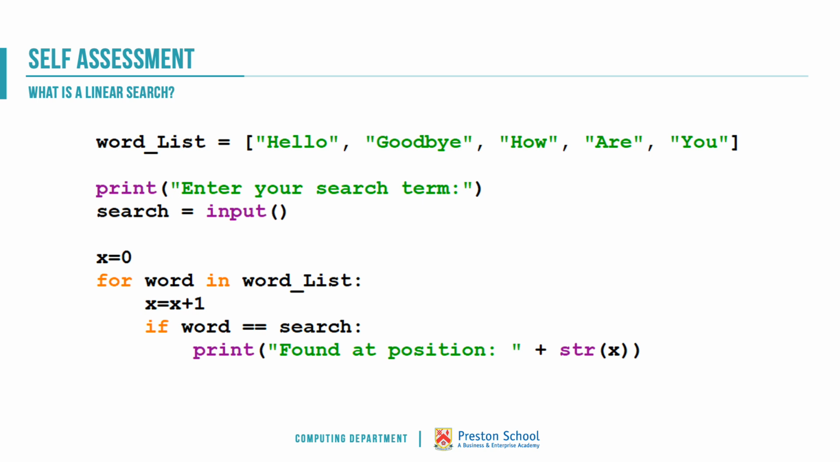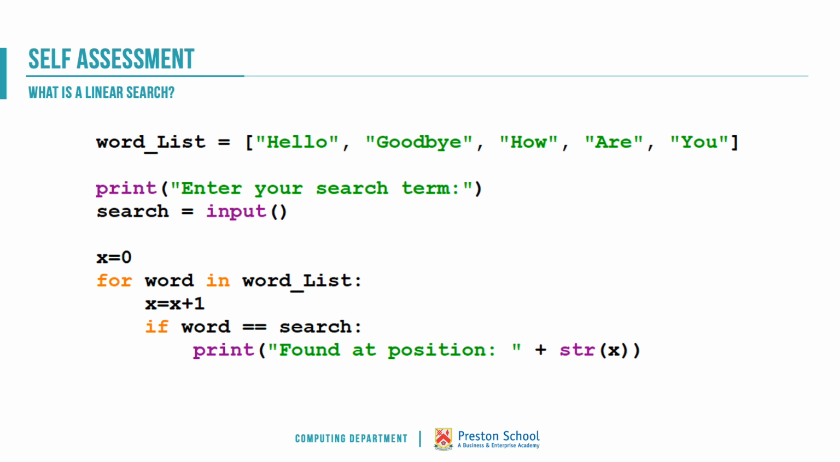So here is our answer. The first line defines the list. We've got the words hello, goodbye, how, are, and you, because I'm not feeling very creative. Print, enter your search term, search equals input. Those first 3 lines are fairly simple. Define the list and ask the person which they'd like to look for.